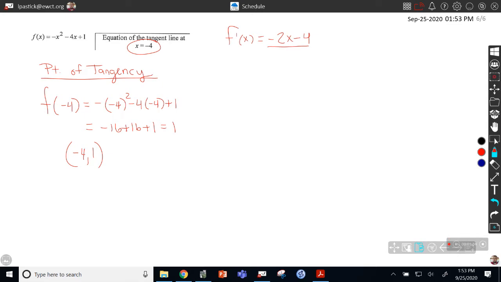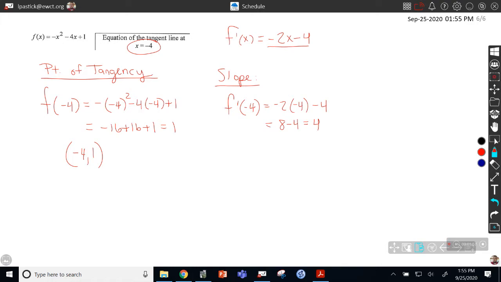Well, what else do you need for an equation of a line? You need the slope of that line. So we need the slope. And since we are looking for the slope of the tangent line, we know that we can plug this negative 4 value into our derivative, because our derivative represents the slope of the tangent line. So I'm going to plug that in and evaluate it real quick, and I'll be right back.